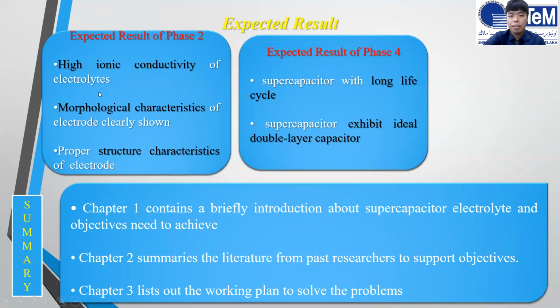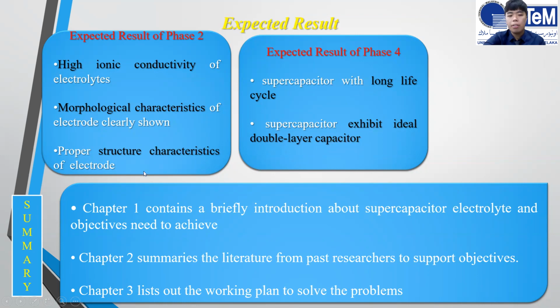Next is the expected result. The expected result from phase 2, which is the characterization of electrode and electrolyte, is high ionic conductivity of electrolytes by EIS, morphological characteristics of electrode clearly shown by SEM, and proper structure characteristics of electrode shown in Raman spectroscopy and XRD. For the expected result of phase 4, which is the electrochemical test, the supercapacitor will have a long life cycle and exhibit ideal double layer capacitor characteristics.